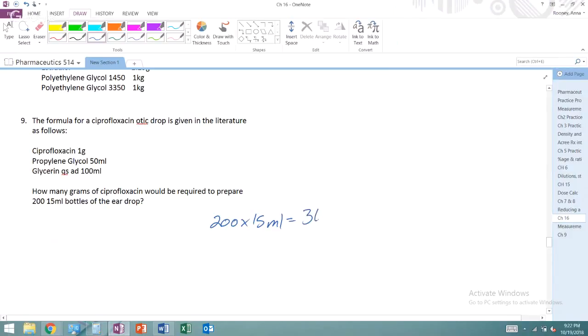And that's 3,000 milliliters. Our recipe is called for on 100. So that is 30. Yeah. And then we need 1 gram. So 1 gram times 30 is 30.